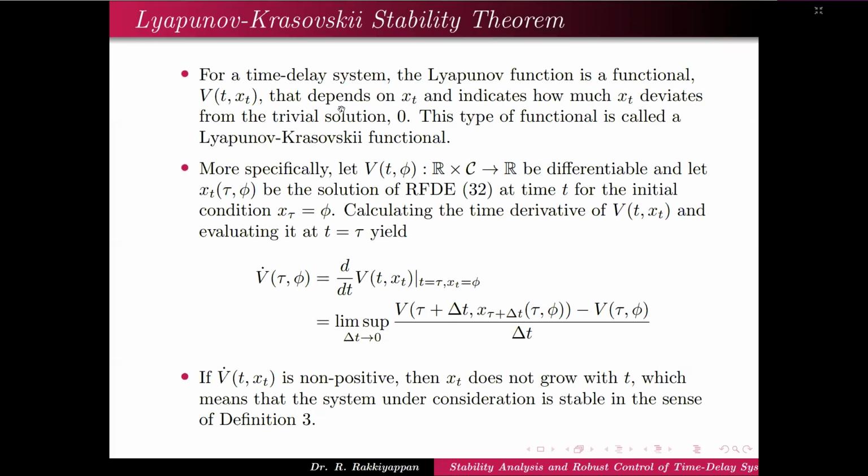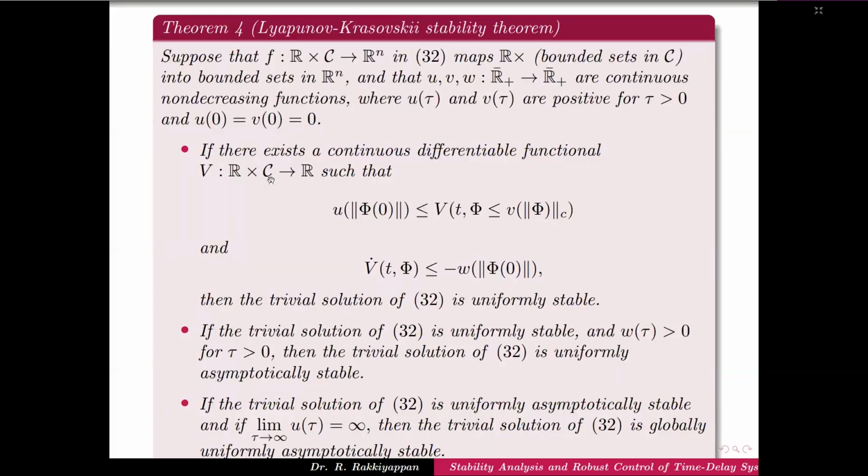For a time delay system, the Lyapunov functional is a functional v of t comma x t that depends on x t and indicates how much x t deviates from the trivial solution. This type of functional is called a Lyapunov-Krasovskii functional. More specifically, let v of t comma phi be a map from R cross C to R, be differentiable, and let x t of tau comma phi be the solution of the retarded functional differential equation 32 at time t for the initial condition x tau equal to phi. Calculating the time derivative, if the derivative of this functional is non-positive, then x t does not grow with t, which means that the system under consideration is stable in the sense of definition 3. So this is the famous theorem for Lyapunov-Krasovskii stability.